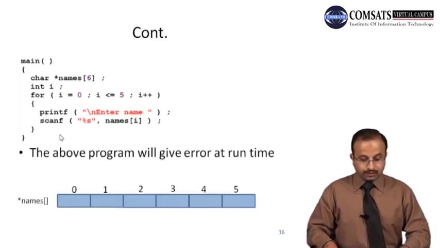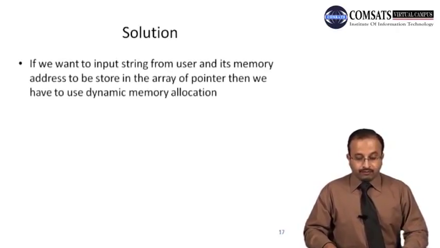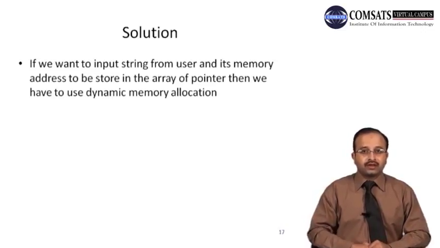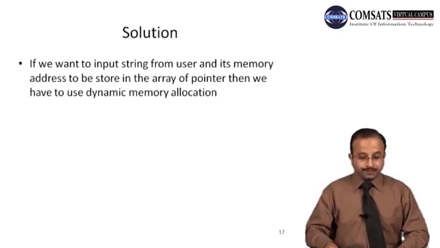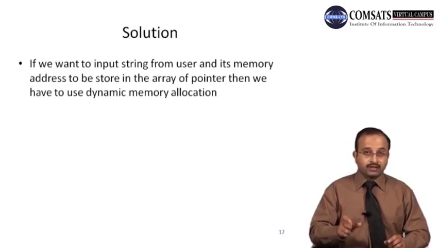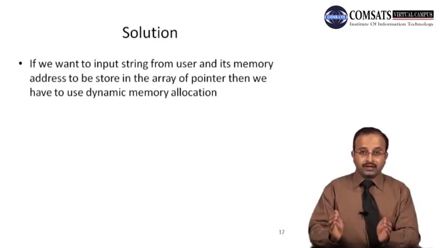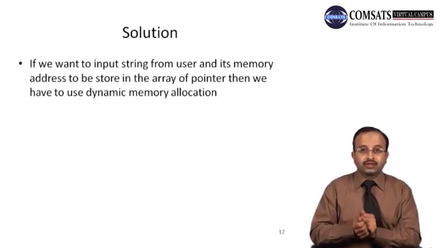So what is the solution for this? If we want to input string from the user and its memory address to be stored in the array of pointers, then we have to use dynamic memory allocation. Dynamic memory allocation is basically your program is requesting a portion of memory from the operating system at runtime or during execution time. कि execution time पे वो request करेगा operating system से कि मुझे इतना portion memory का चाहिए. ठीक है? So if you want to input strings from the user and its address to be stored in array of pointers, उसका address, so पहले memory में write करेगा string को, memory पहले request करेगा कि इतनी memory मुझे चाहिए.